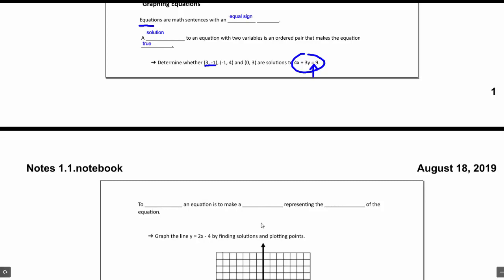So out here to the side, I'm just going to rewrite this equation, but instead of the x, I'm going to put in 3. And instead of the y, -1.